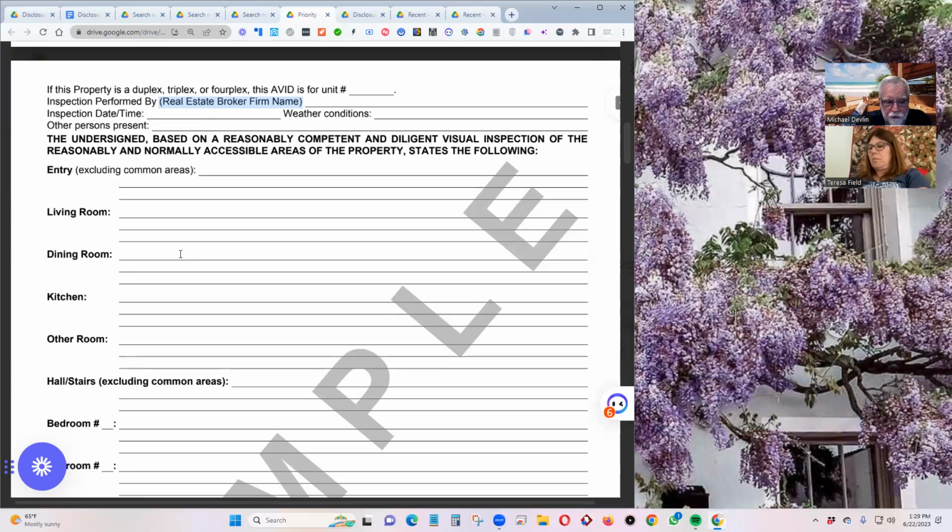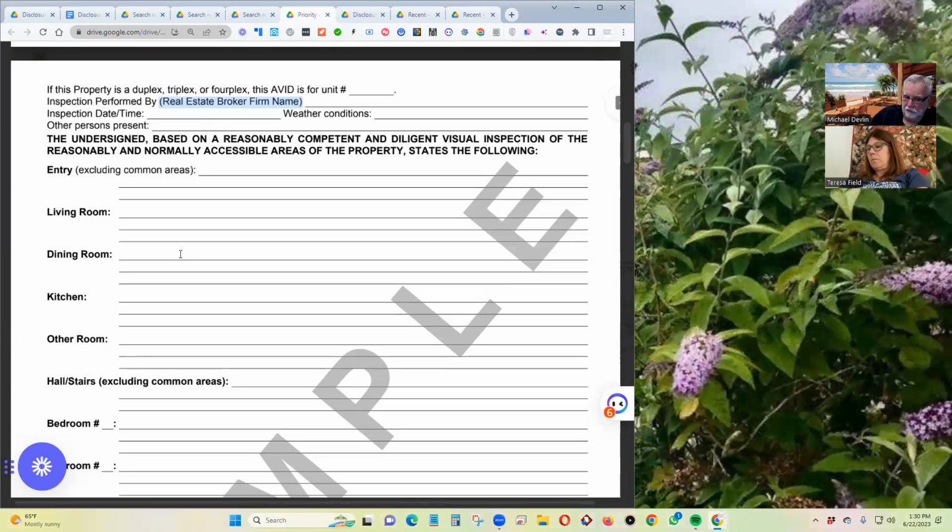You want to use the fewest number of adjectives. So don't say normal wear and tear is visible on the entry floor. Normal? What's that mean? Isn't normal a setting on a clothes dryer? Normal to who? Normal to you? Normal to the buyer? So you don't say normal.